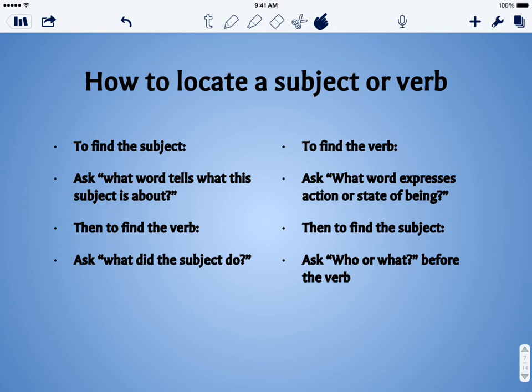You can find the subject or the verb in a couple different ways. To find the subject, you can ask what word tells what the sentence is about, and then ask what did that subject do to find your verb. Or you can ask what word expresses action or a state of being, and then to find the subject, ask who or what before the verb.